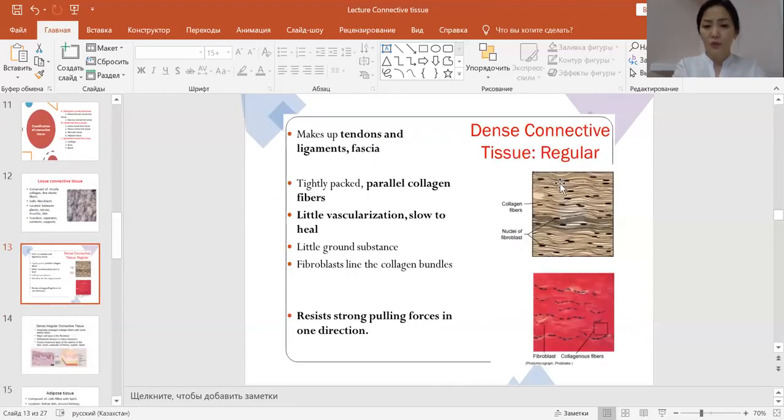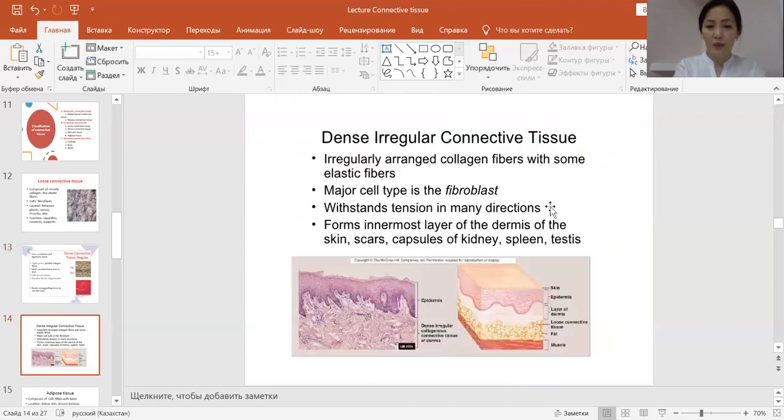Dense connective tissue divides into regular and irregular. We can see dense regular connective tissue and dense irregular connective tissue. What does it mean? Collagen fibers of dense regular connective tissue are located parallel to each other. But fibers of dense irregular connective tissue are located irregularly.